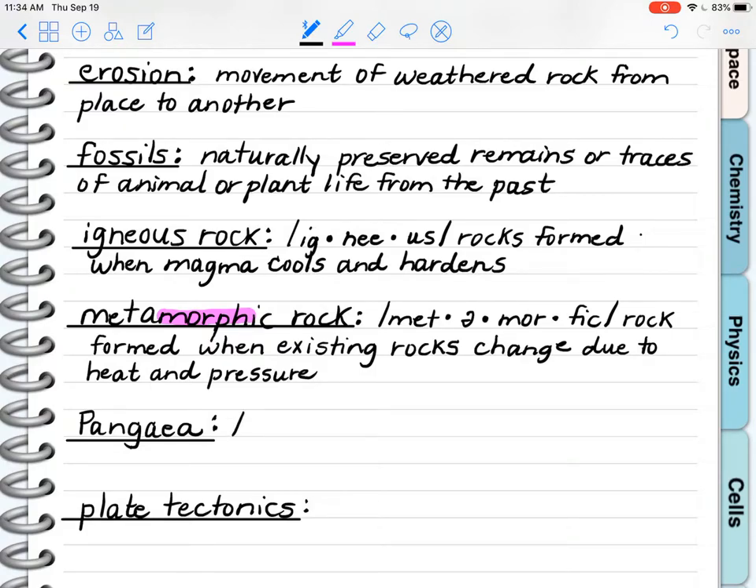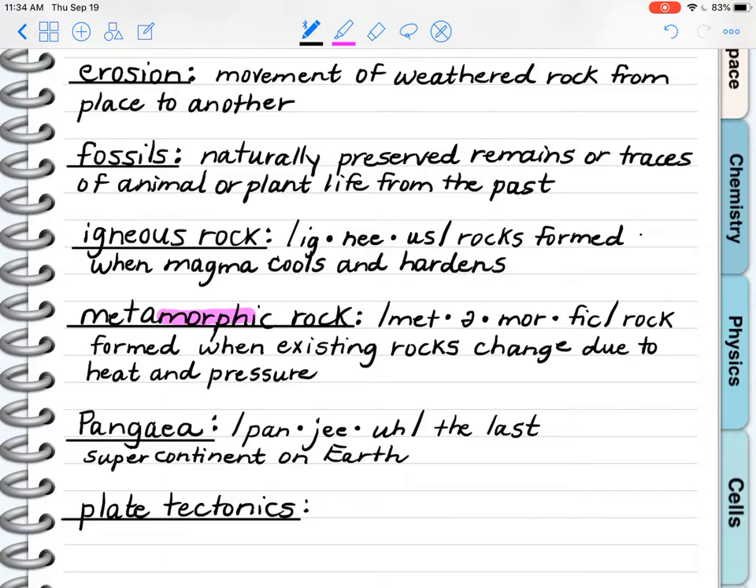Okay, the next term is Pangea. Pangea was the last supercontinent on Earth. And I'm going to show you a picture of this one. The last supercontinent on Earth. And you may be thinking, okay, what is a supercontinent? I know there are 7 continents now, but what is a supercontinent?